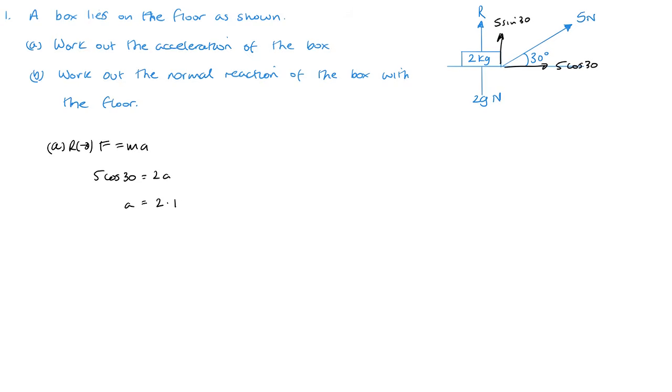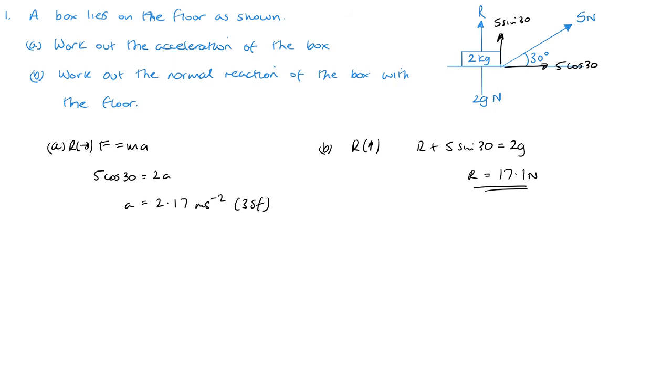And that's 2.17 meters per second squared. I've rounded to 3 significant figures, so obviously just check what you've rounded to there. Right, work out the normal reaction. So we're going to resolve vertically in this case. So R plus 5 sine 30 is equal to 2G. So R is going to be 2G minus 5 sine 30. And that's going to be 17.1 newtons.